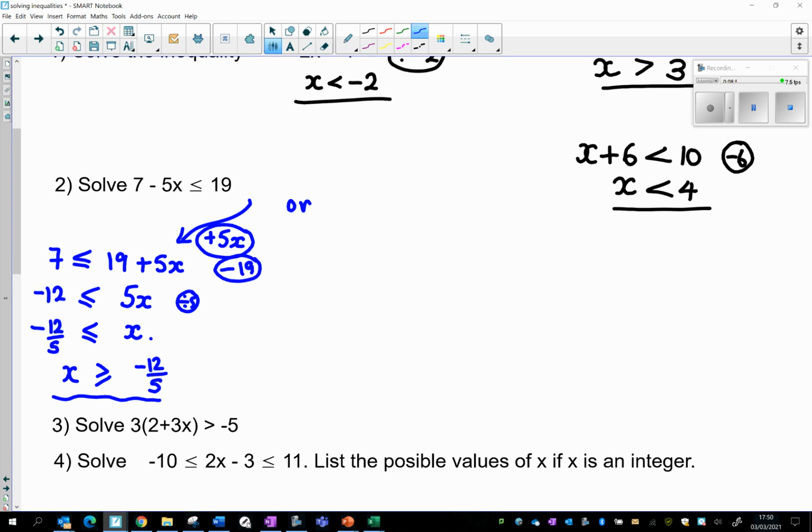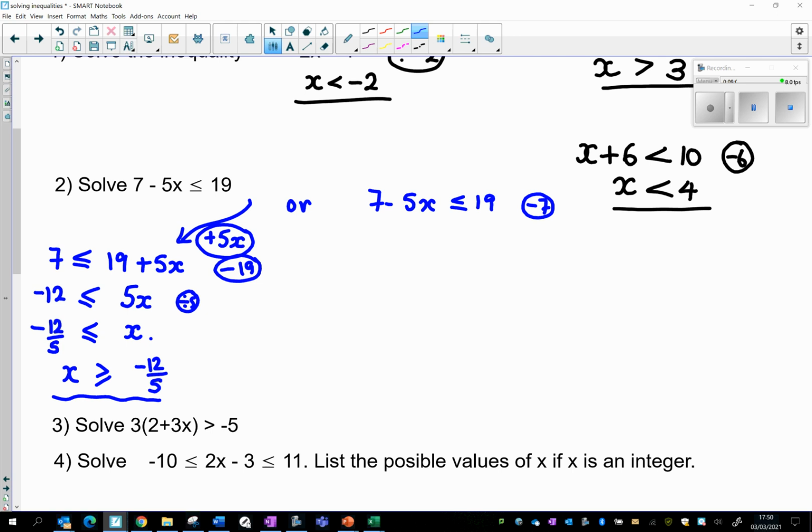Alternatively, this is what I could have done. Started with 7 minus 5x is smaller than or equal to 19. So leave the minus 5x where it is and take away the 7. 7 is positive, so let's take away 7 from both sides.